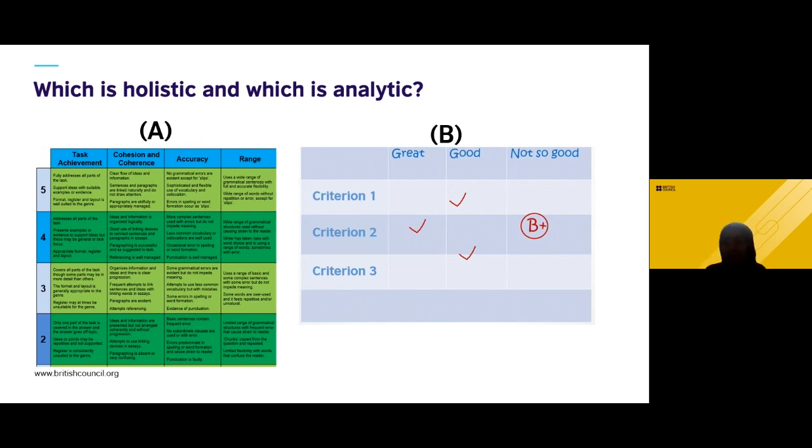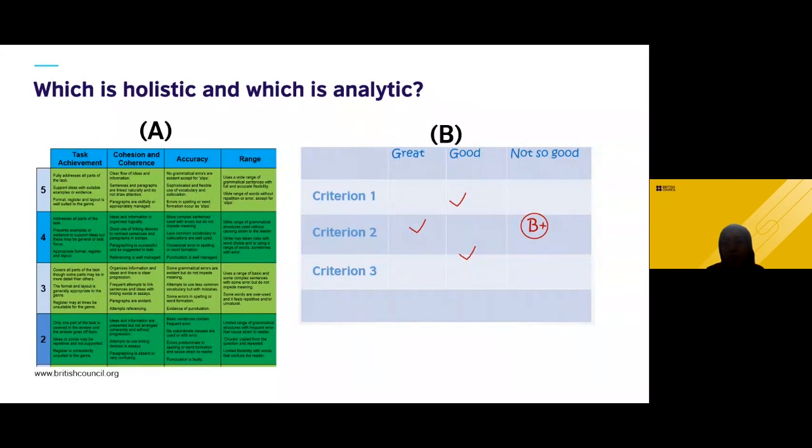Actually, this has to do with the rubrics. I have an answer here. Yes, from Noor, one of the participants: B, holistic, A, analytic. That's correct. B is holistic because, as you can see, there are no descriptions, there are no details on what great means, what good and not so good mean.